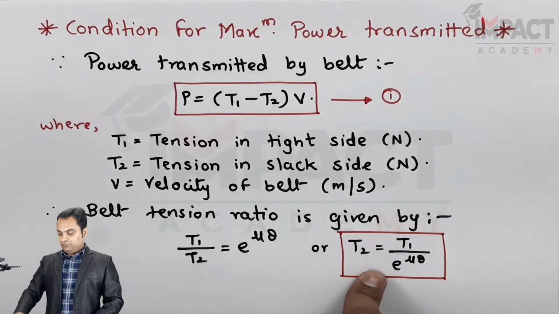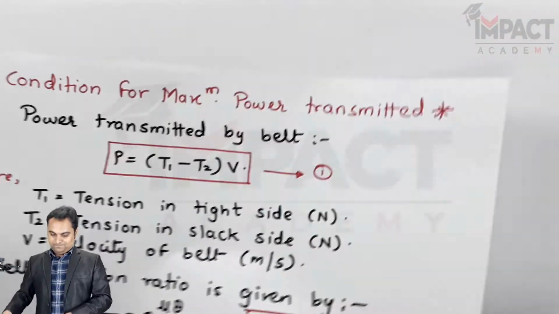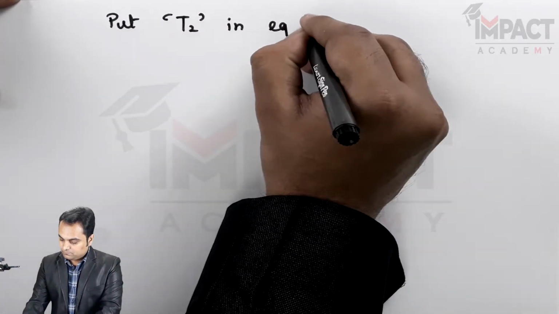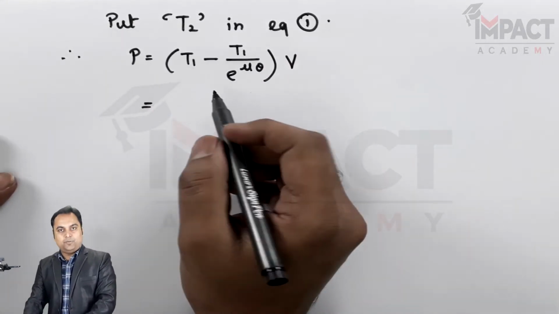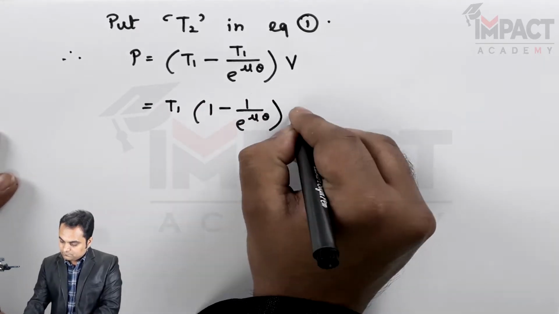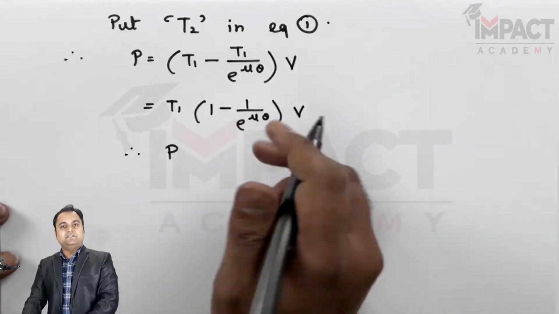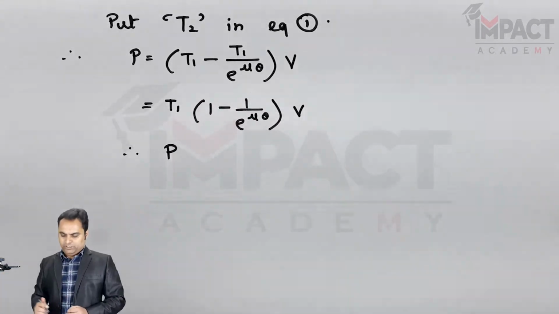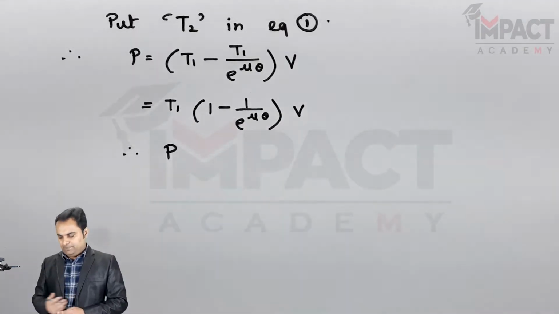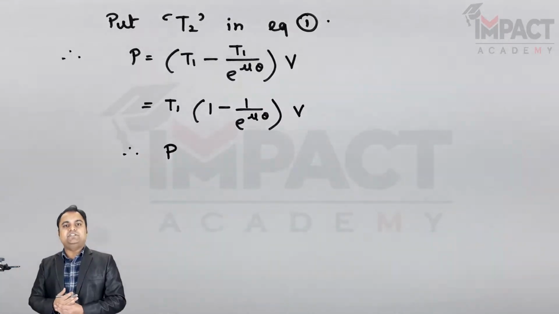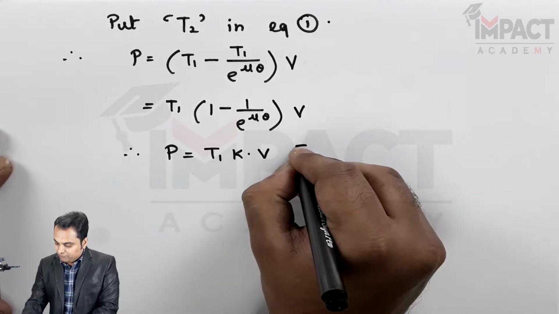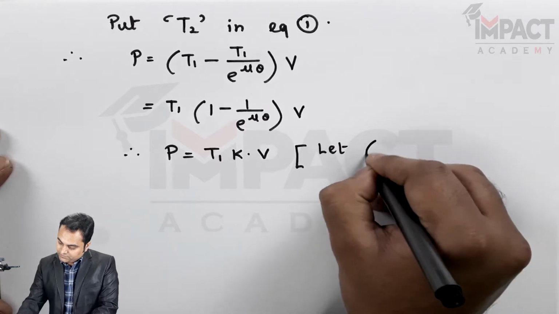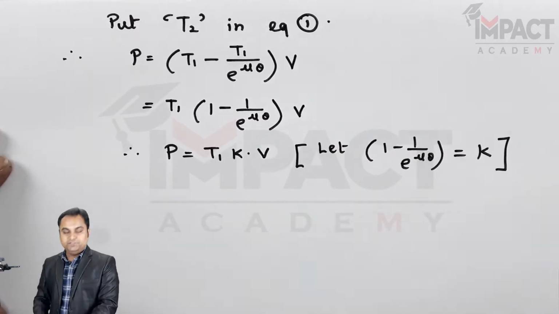Next, I'll put this value of T2 in equation number 1 of the power transmitted. Then I'll be taking T1 as common. After that, since this bracket contains mu, which is the coefficient of friction between the belt and the pulley, and theta is the angle of contact, also called the angle of lap, and both are constant, this complete bracket is constant, and I am going to replace it by a constant K. So the formula will become power is T1 into K into velocity of belt, where I'll say let this bracket be called K, a constant.